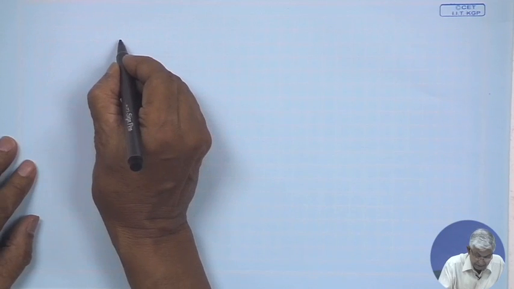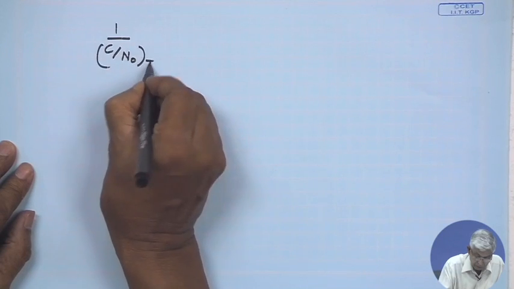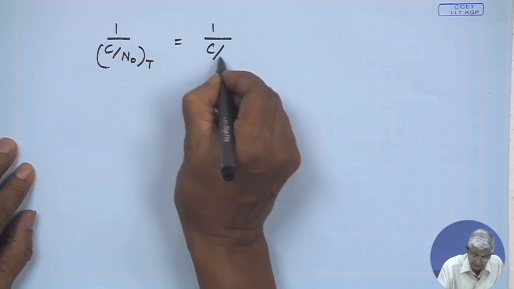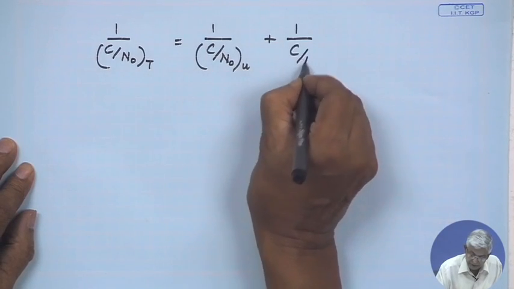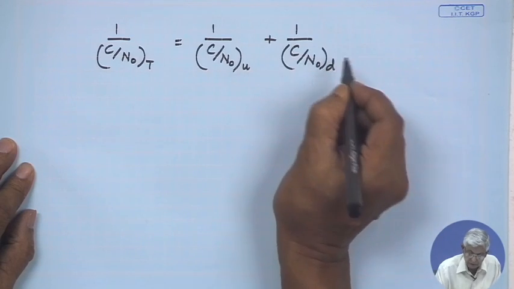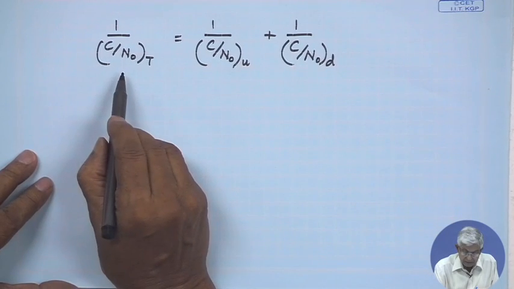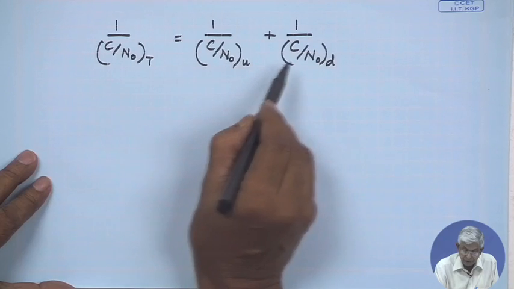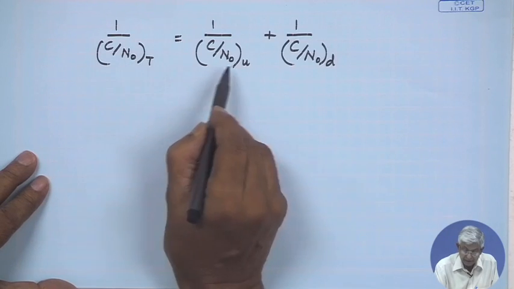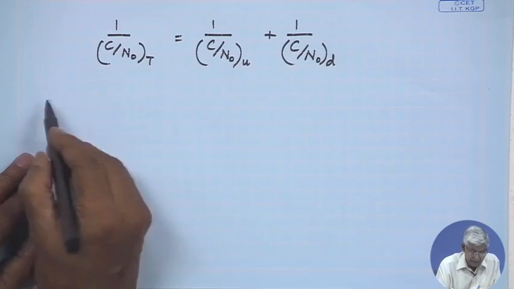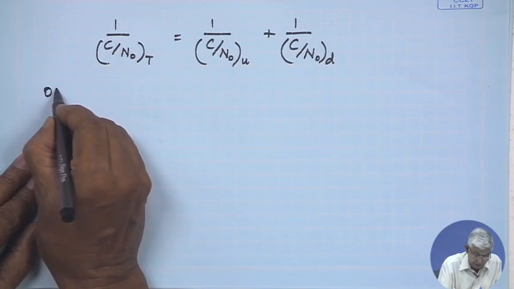So, let us write it again to see our observations. 1 by C by N0 total is equal to 1 by C by N0 up plus 1 by C by N0 down. Remember, when we do these types of calculations, this is in ratio, not in dB. You should do this calculation in ratios. Now, there are certain observations that come out of this.